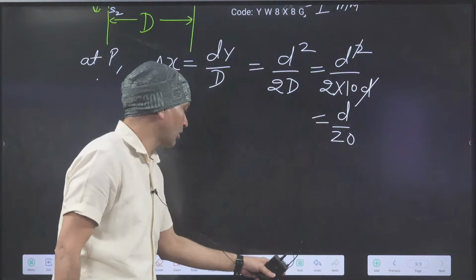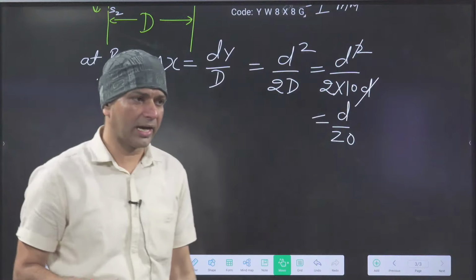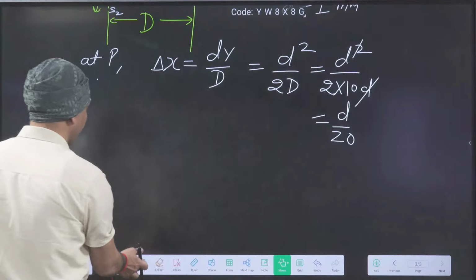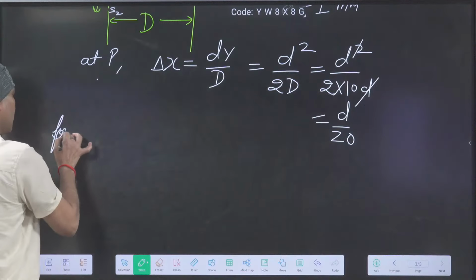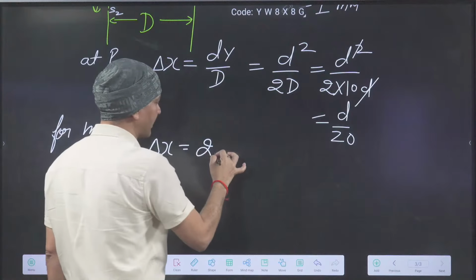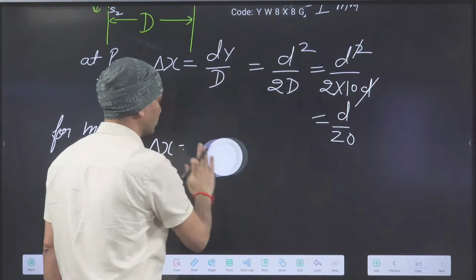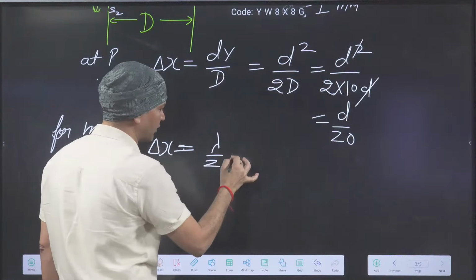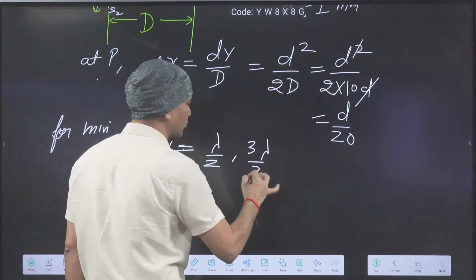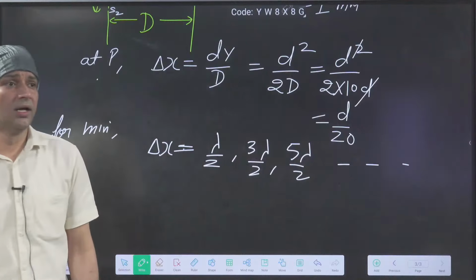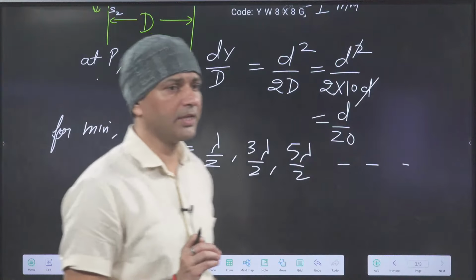Now I am saying I am getting the minima in front of the slit. So for the minima we know delta x is equal to what? 2n minus 1 lambda by 2. The value is either lambda by 2, or 3 lambda by 2, or 5 lambda by 2, like this. This is the condition for minima.